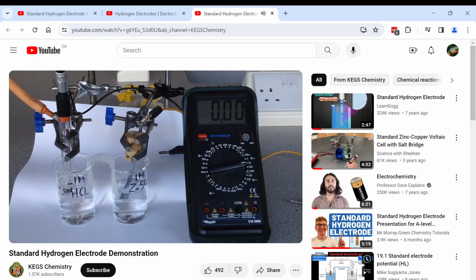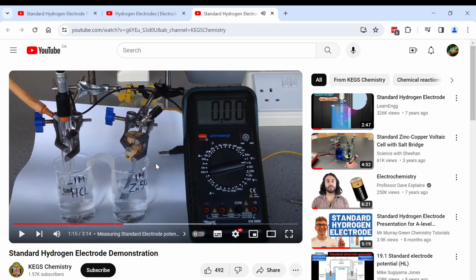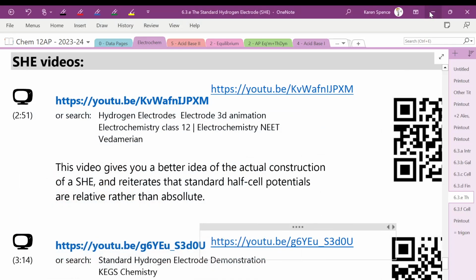In order to use the standard hydrogen electrode. So do we feel that's okay? We're good? We've seen it? All right. Excellent. Okay, we are now moving on to page 93.